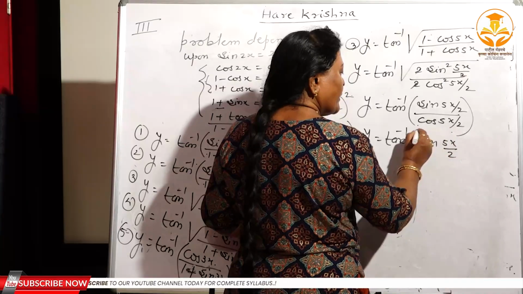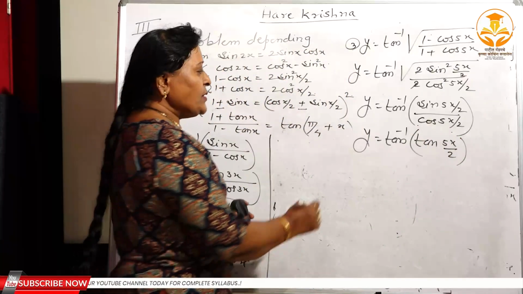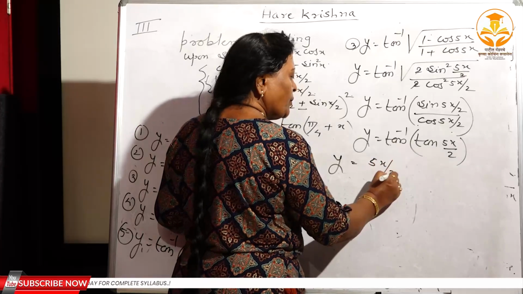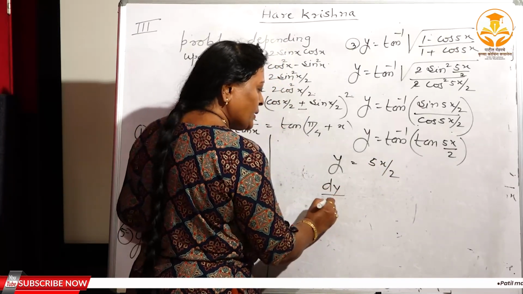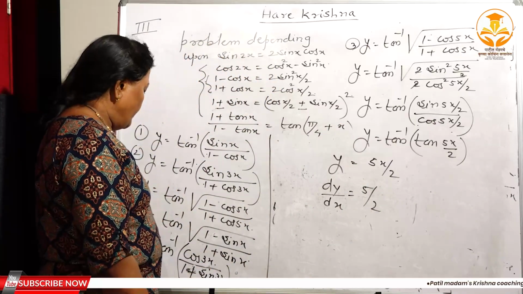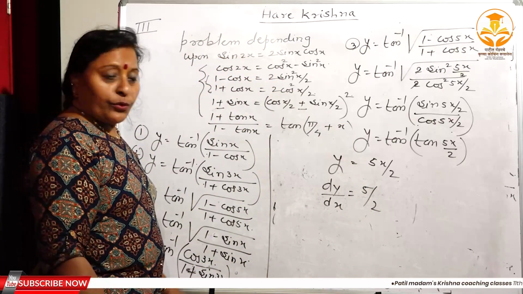Again tan inverse tan get cancelled. What remains here? Y is equal to 5x by 2. And here dy by dx is nothing but 5 by 2. This is about the third one. See, now I will take the fourth one.